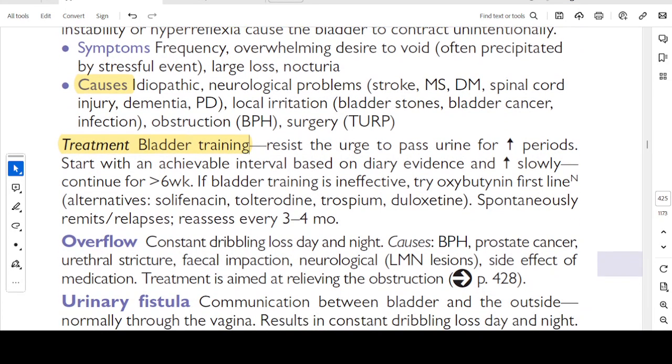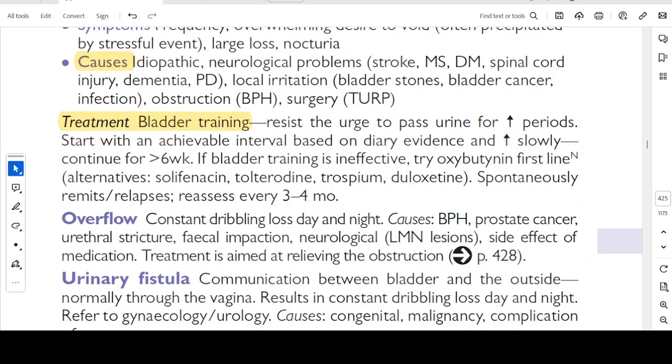Treatment: bladder training. Resist the urge to pass urine for increased periods. Start with an achievable interval based on diary evidence, and increase slowly. Continue for more than 6 weeks. So you have to continue this type of treatment for 6 weeks.